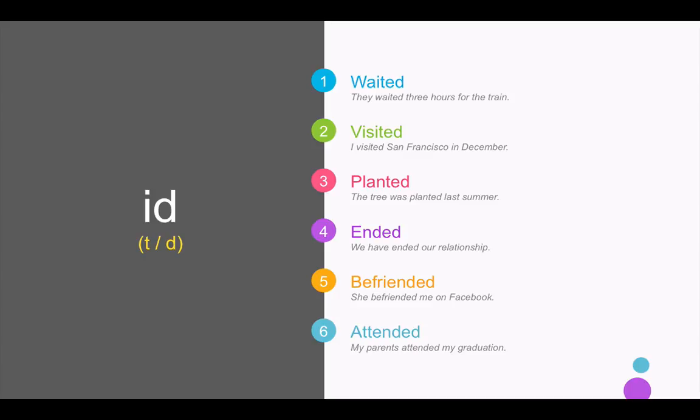They waited 3 hours for the train. Visit, "id," visited. I visited San Francisco in December. Plant, "id," planted. The tree was planted last summer. Ended. We have ended our relationship. Befriend, "id," befriended. She befriended me on Facebook. Attend, "id," attended. My parents attended my graduation.